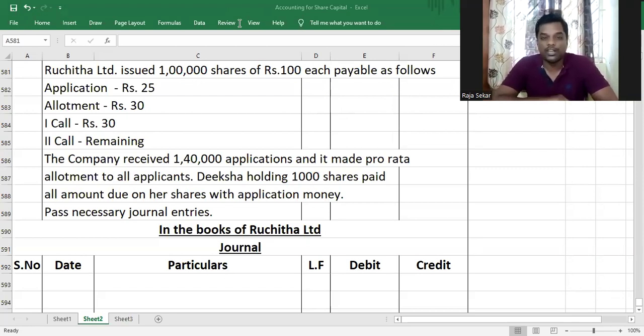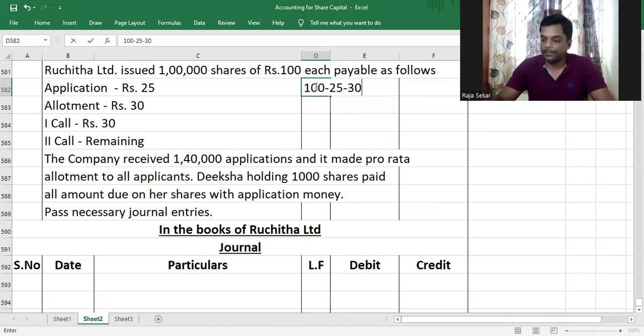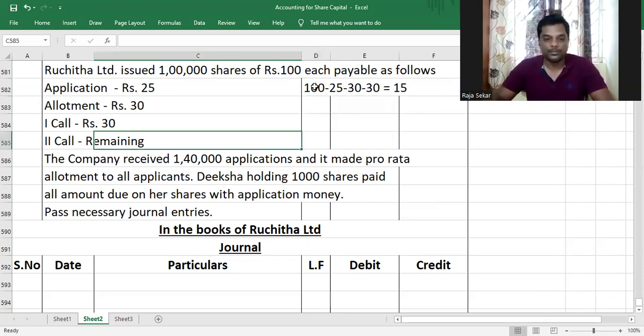Ruchita Limited invited applications for 1 lakh shares of rupees 100 each payable as follows. Application 25, allotment 30, first call 30, and second call is remaining, which should be 100 minus 25 minus 30 minus 30, the issue price minus whatever is collected on the earlier calls, and therefore the second call will be 15 rupees.